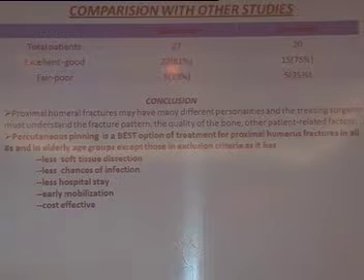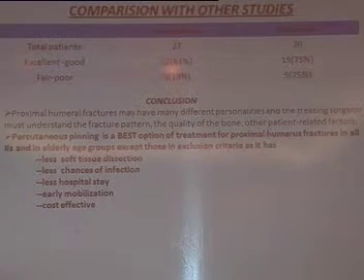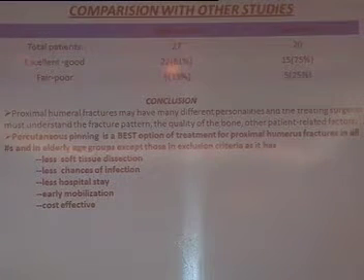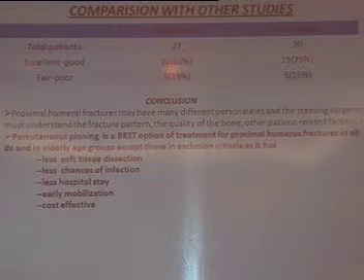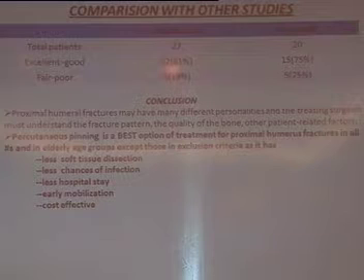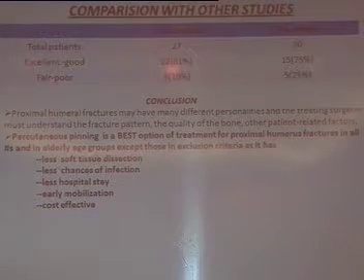Percutaneous pinning is the best option for treatment of proximal humerus fractures in all fractures and in elderly age groups especially, except those in exclusion criteria we have mentioned. It gives less soft tissue dissection, less chance of infection, less hospital stay, early mobilization, and last but not the least, cost effective. Thank you.